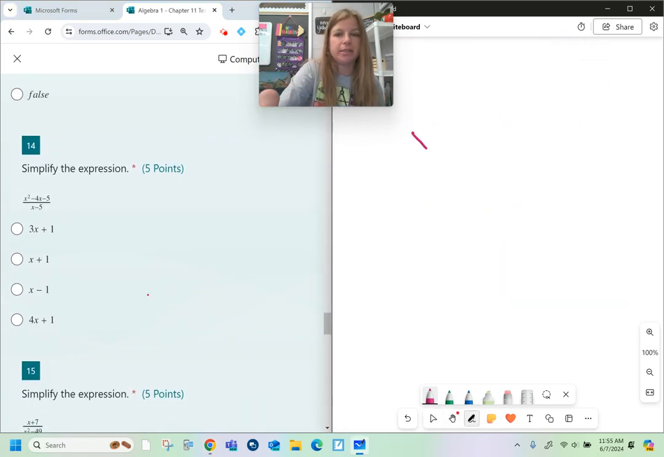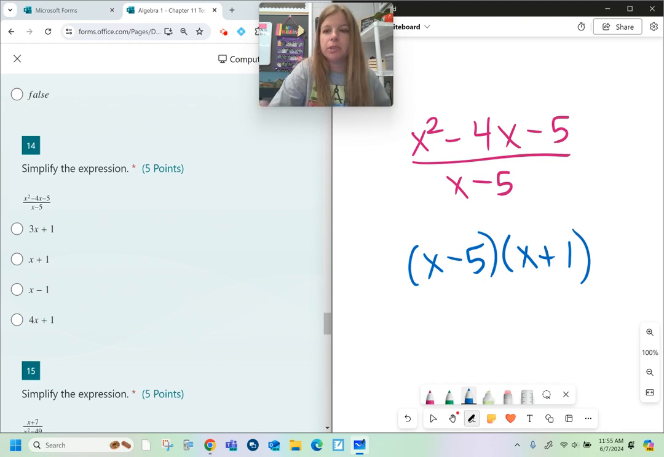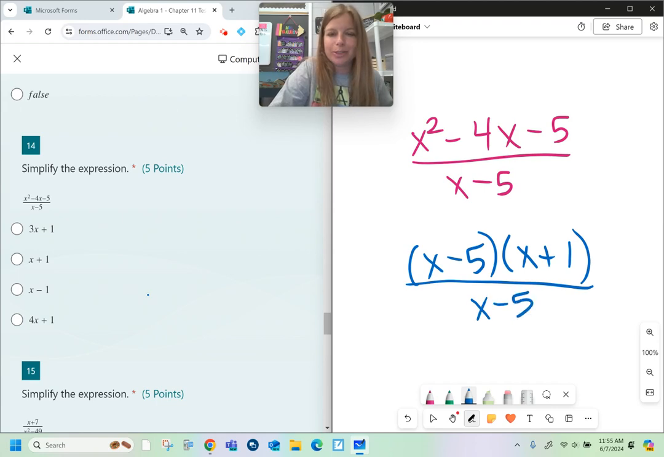Let's do some more simplifying now. Ready? We have x squared minus 4x minus 5 over x minus 5. I can factor that trinomial. That trinomial is x minus 5, x plus 1, right? Because if I ask you what two numbers multiply to get negative 5 that add up to get negative 4, it would be negative 5, positive 1. Notice what these have in common. They have an x minus 5, x minus 5, and so I'm actually just left with x plus 1. That's it.